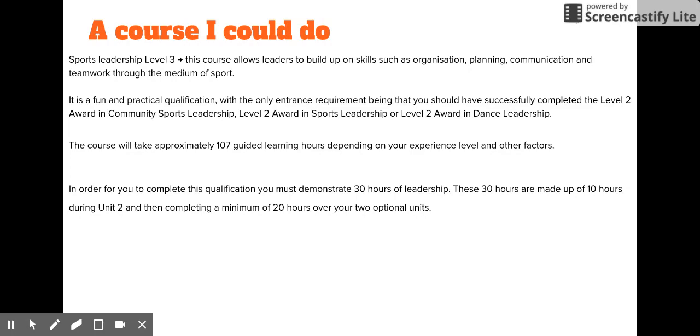The course takes 107 guided learning hours, depending on your experience level and other factors can be incorporated into that. In order for you to complete the qualification, there is a part where you have to demonstrate 30 hours of leadership. These 30 hours are made up of 10 hours during Unit 2, which is the main unit you do within this course. So you do 10 hours in that and then complete another minimum of 20 hours over your 2 units that you choose when you're doing the course.